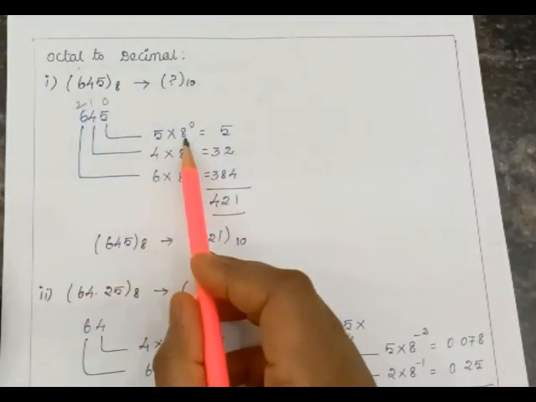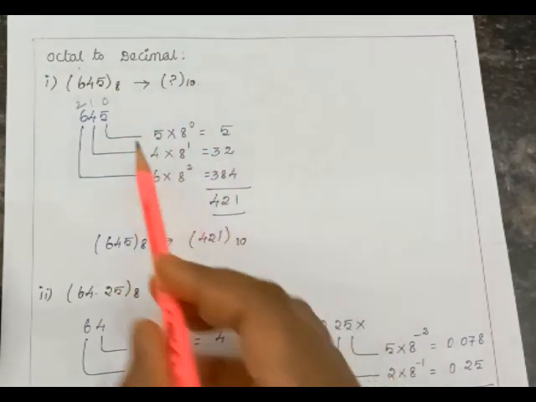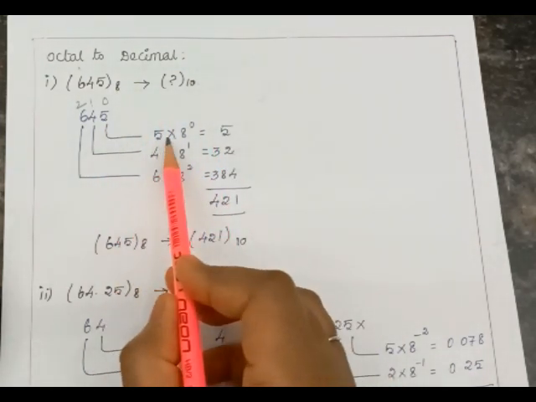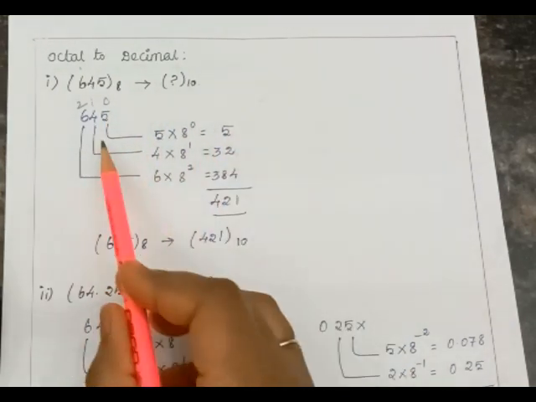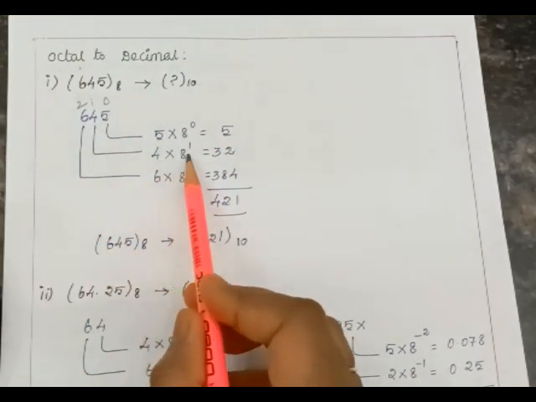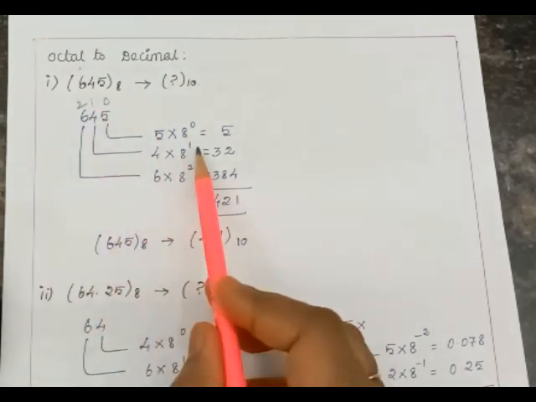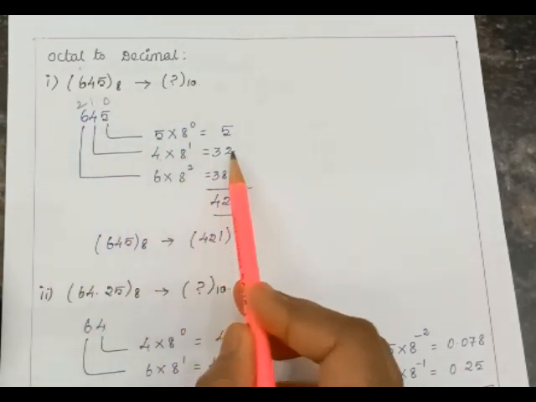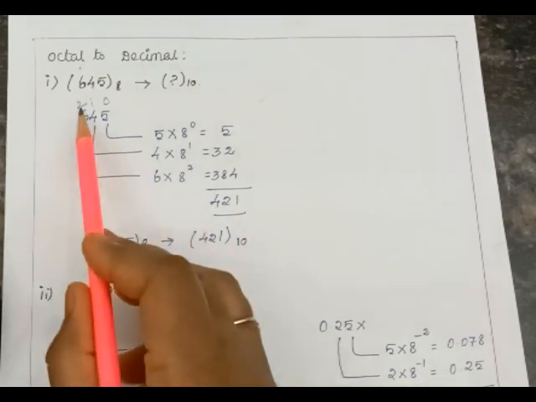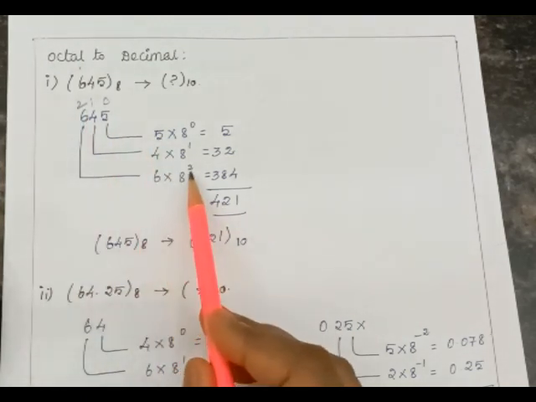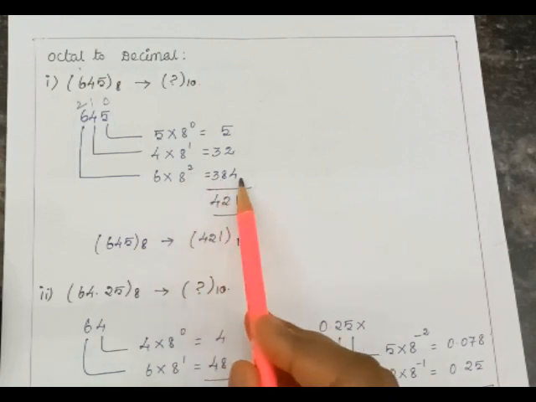So instead of 2 we have to use 8 here for the octal number. That is 5 into 8 power the place value 0, which is equal to 5, and this 4 is multiplied with 8 power its place value, that is 1, 4 into 8 is 32, and this 6 is multiplied with 8 power its place value, that is 2, 6 into 64, which is equal to 384.